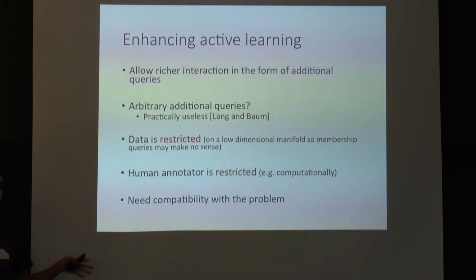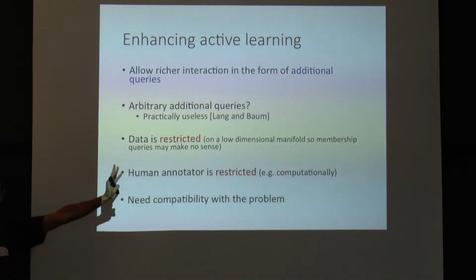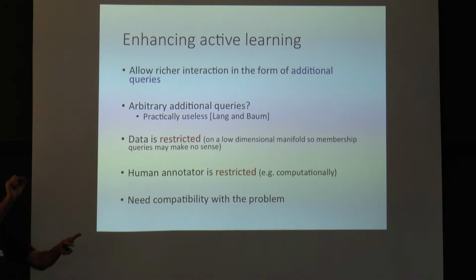And now assume we have a very high dimensional space, and we have perfectly separated data, plus and minus, but the data lies on a very, very low dimensional manifold. So the algorithm may just query noise.